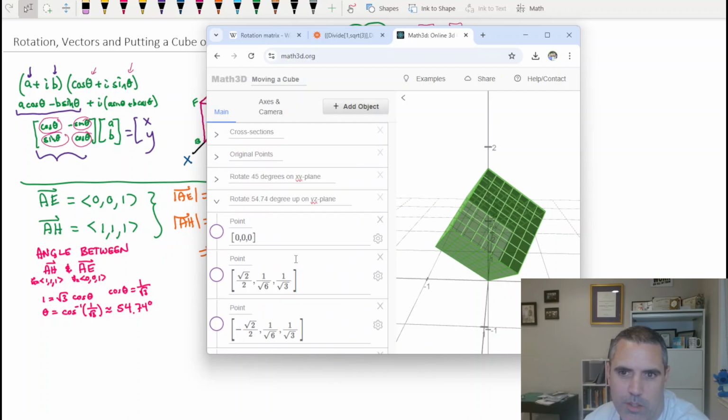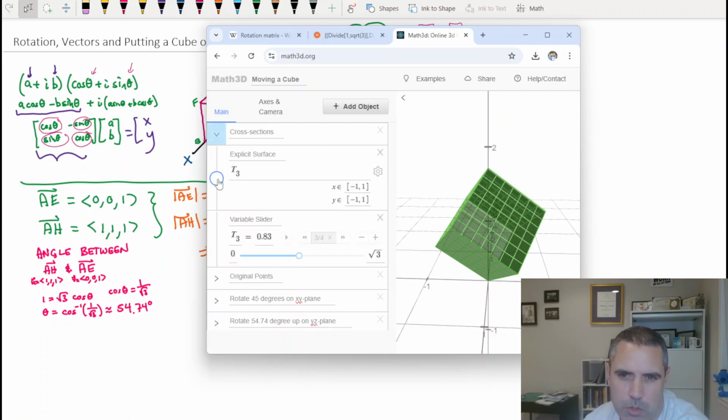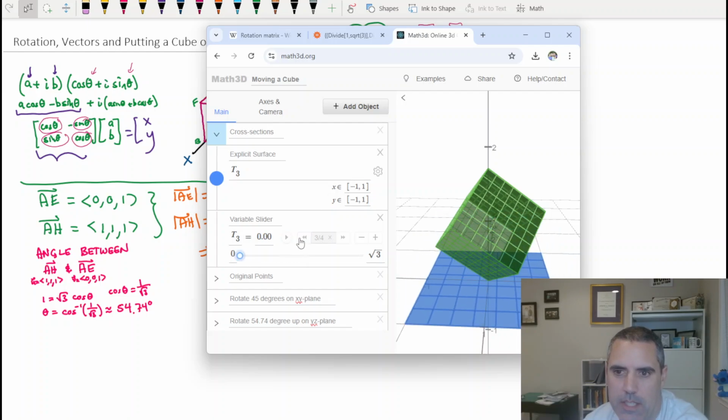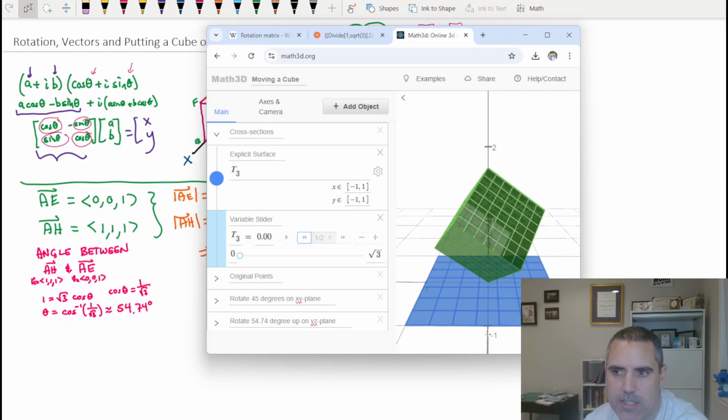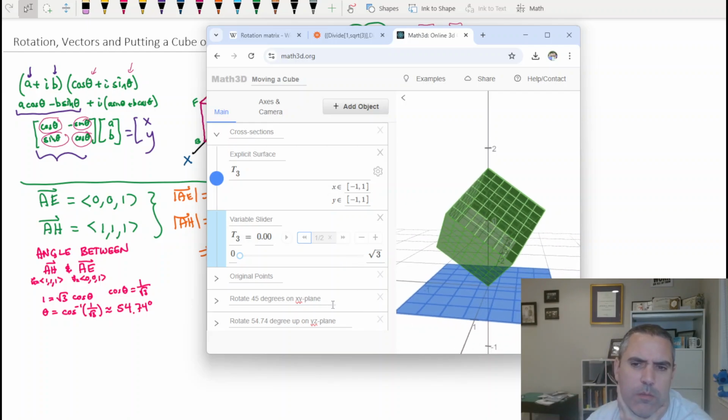Now, just a little plug for the puzzle that I was asked. The puzzle was, once you put it on its side, what can you say about the cross sections? Think about it. Are they triangles? Are they rectangles? Could you find the formula for them?